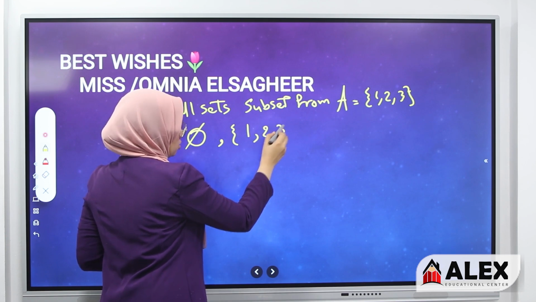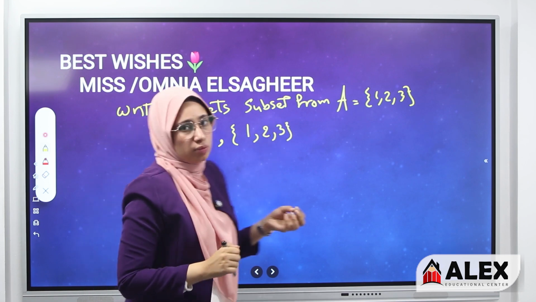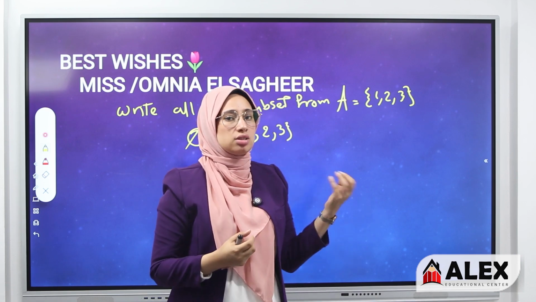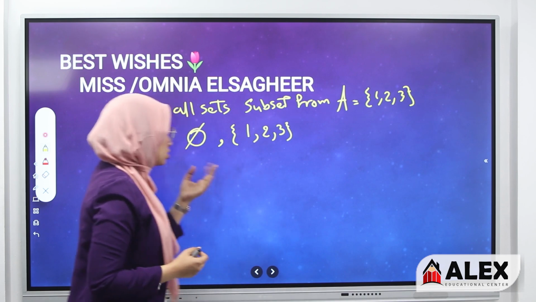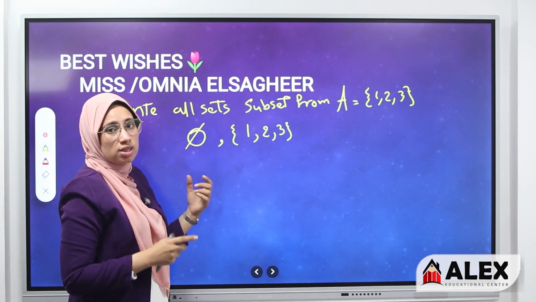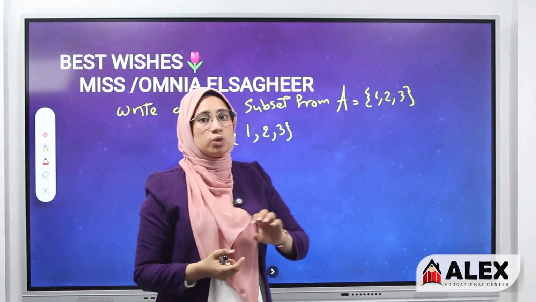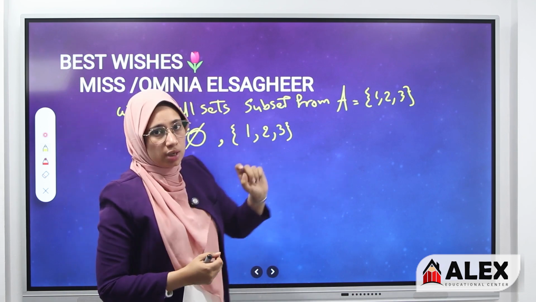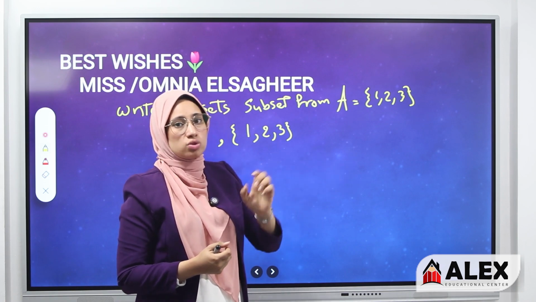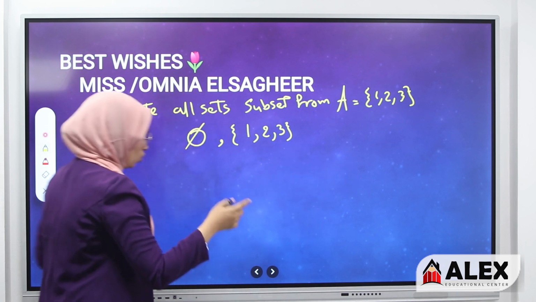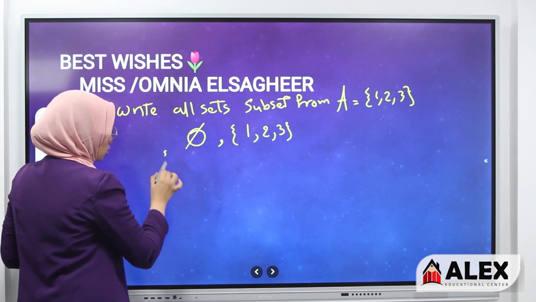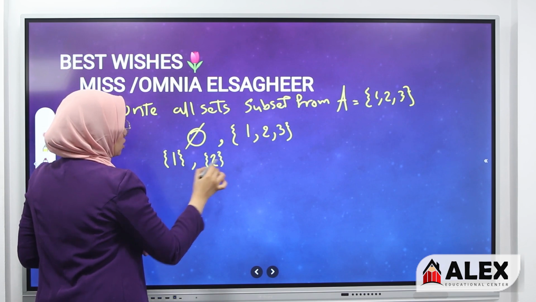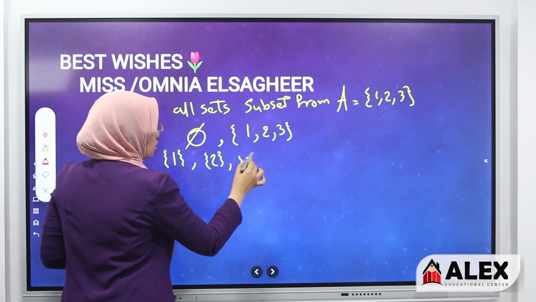The same subset. So if I want to get the subsets from A, or all sets from A, I want to get all the sets that exist inside A. So first I must write phi. Why? Because phi is a subset of any set, meaning it is inside any set. Then we write the same set, meaning a set is a subset of itself. Then we put all elements alone: 1 is a subset, 2 is a set, 3 is a set.